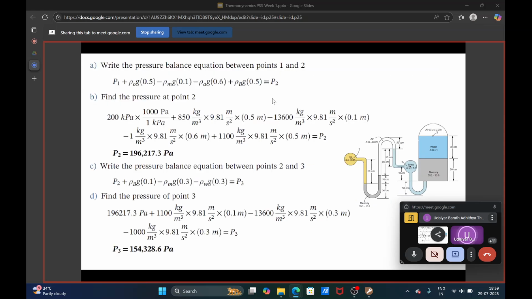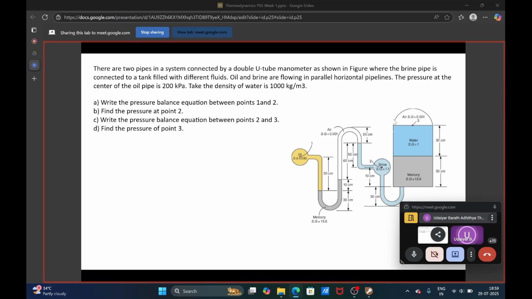We attempted this problem, so we'll see how to solve this. First is your pressure balance between these two points, 1 and 2. So how will you do that?